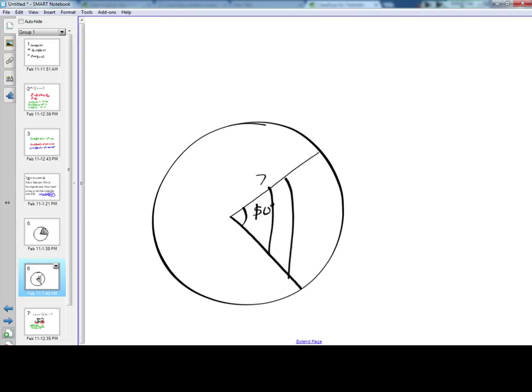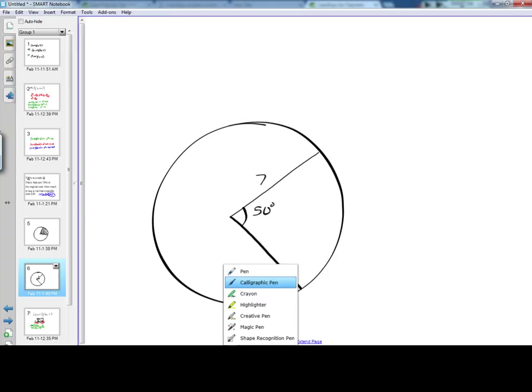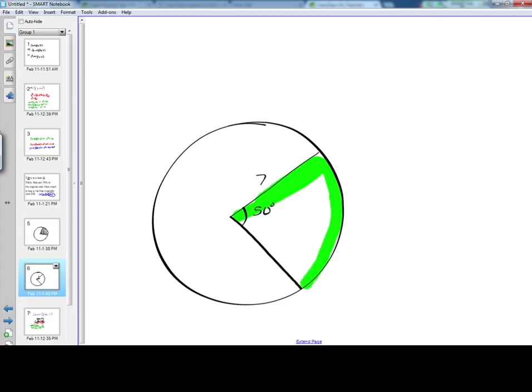Undo, undo. So let me use a different color. Let me use my highlighter. Okay, so I want to know this portion here. I love the green. Okay, so I want to know what area that is.